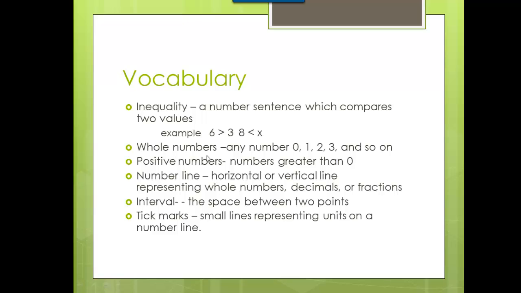Whole numbers: any number 0, 1, 2, 3, and so on. Positive numbers: numbers greater than 0. You will hear number line: a horizontal or vertical line representing whole numbers, decimals, or fractions. We will be talking about the interval, the space between 2 points on a number line. Tick marks: small lines representing units on the number line.